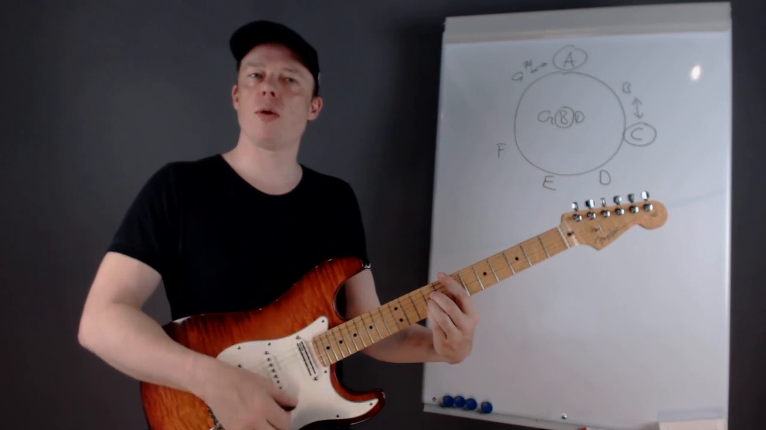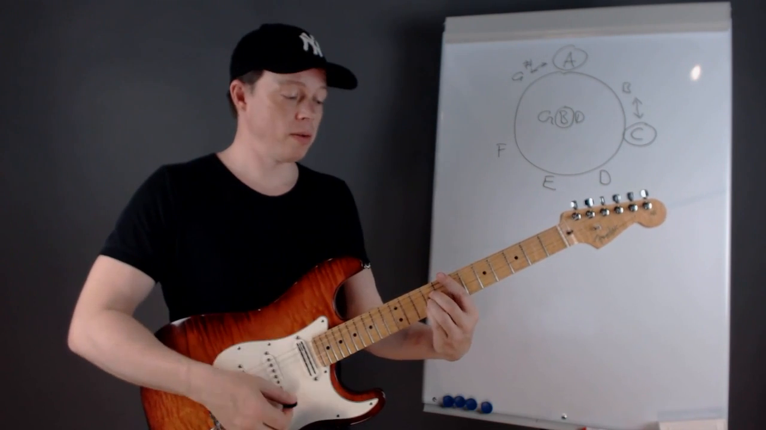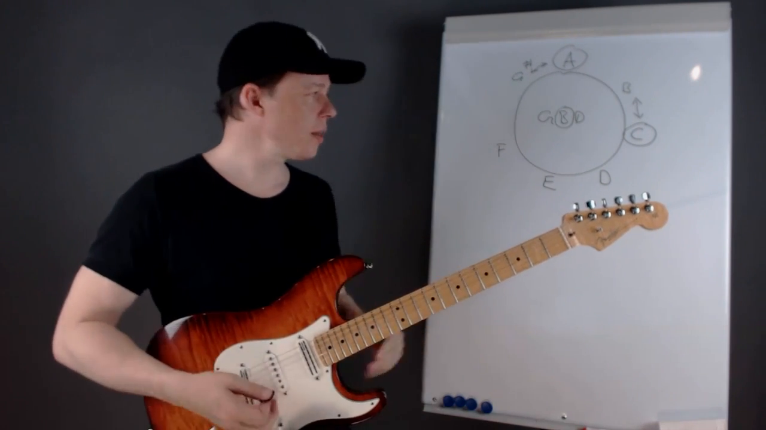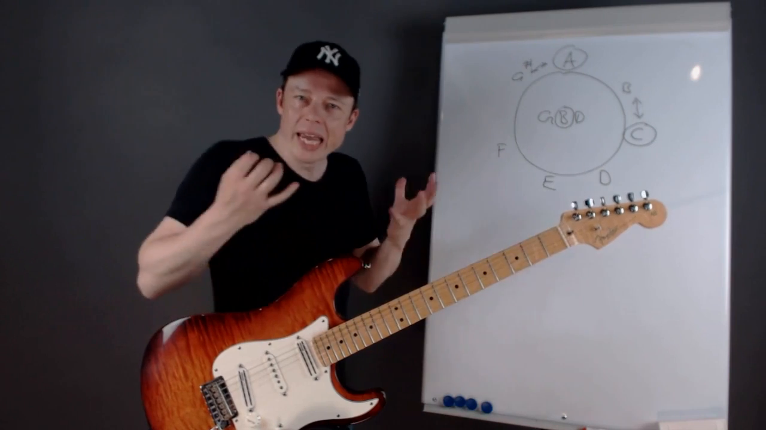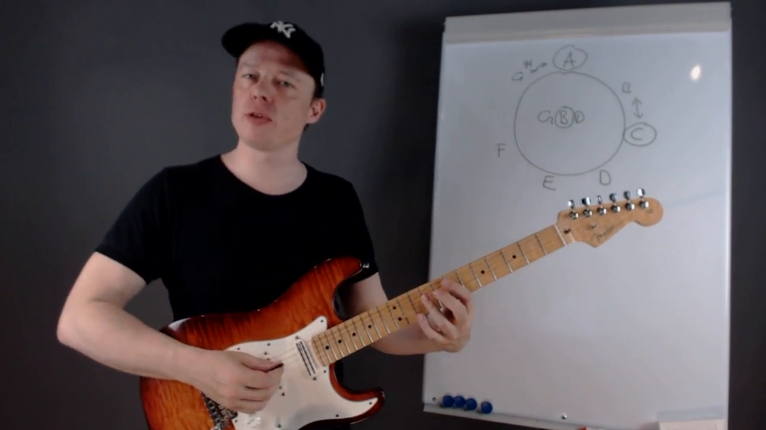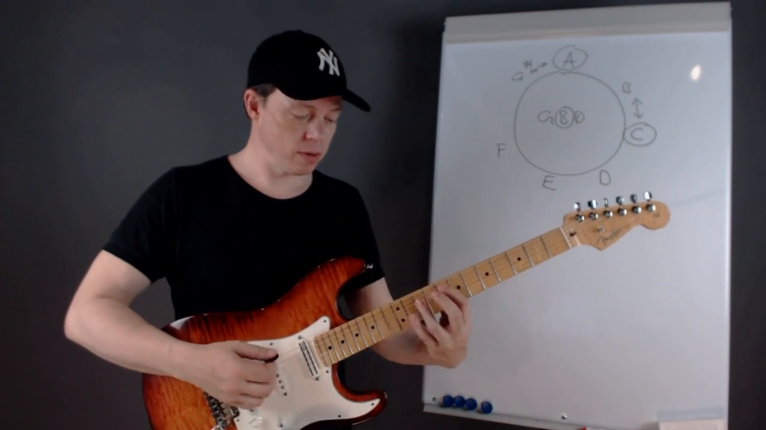Right up until the point where we get to the dominant, which is now. Right? And then we go back to the... So that's the whole essence here. That's how that E Phrygian major arrives.